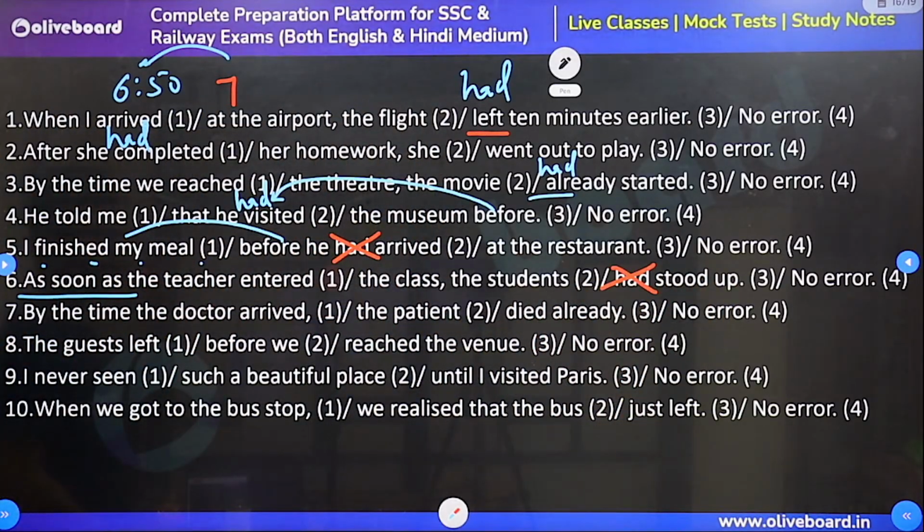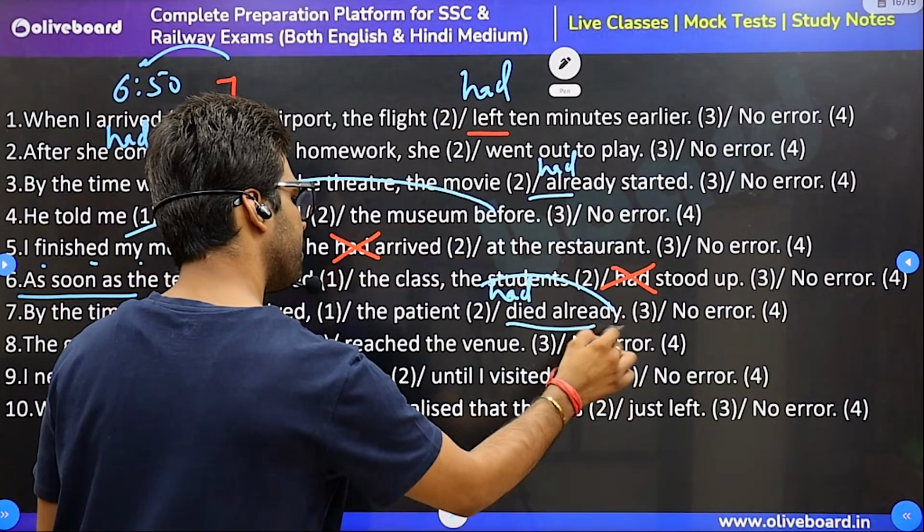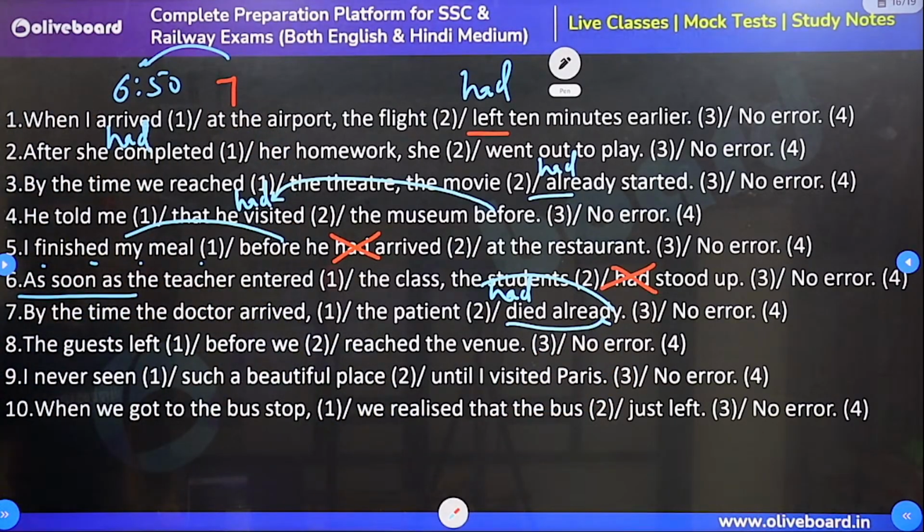By the time the doctor arrived, the patient had already done this. Wow, impressive.